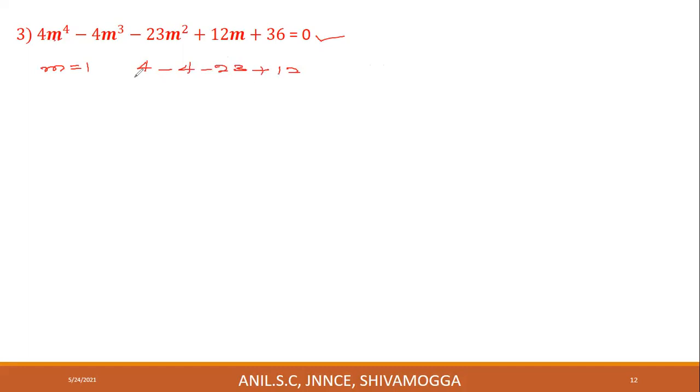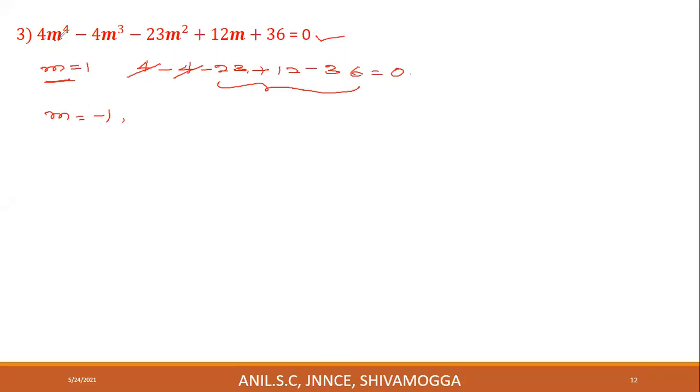Is this true? This plus 4 will get cancelled with this minus 4. Minus 23 plus 12 minus 36. Is this equal to 0? Clearly it is not equal to 0. Therefore, m is equal to 1 is not a root. Next check m is equal to minus 1.